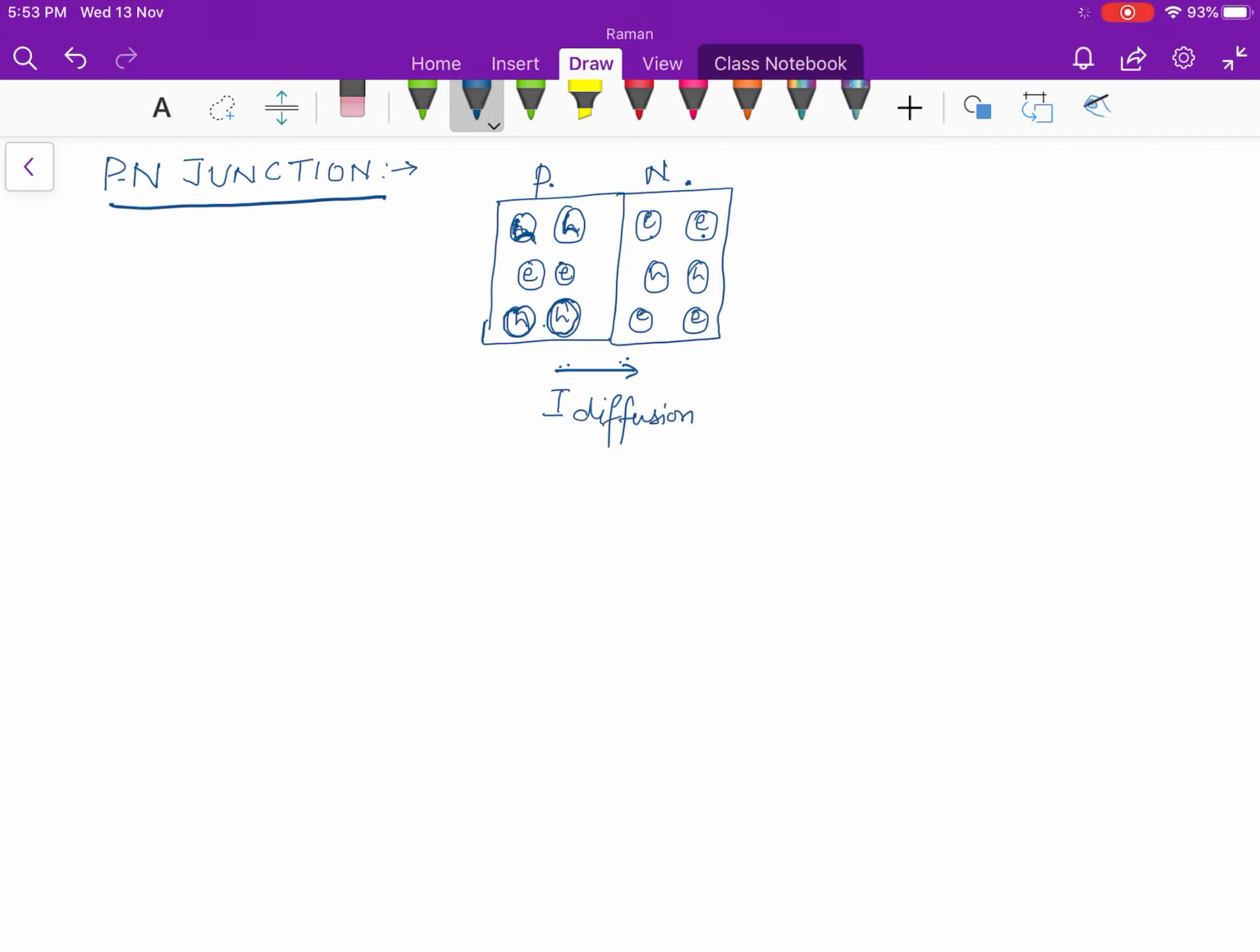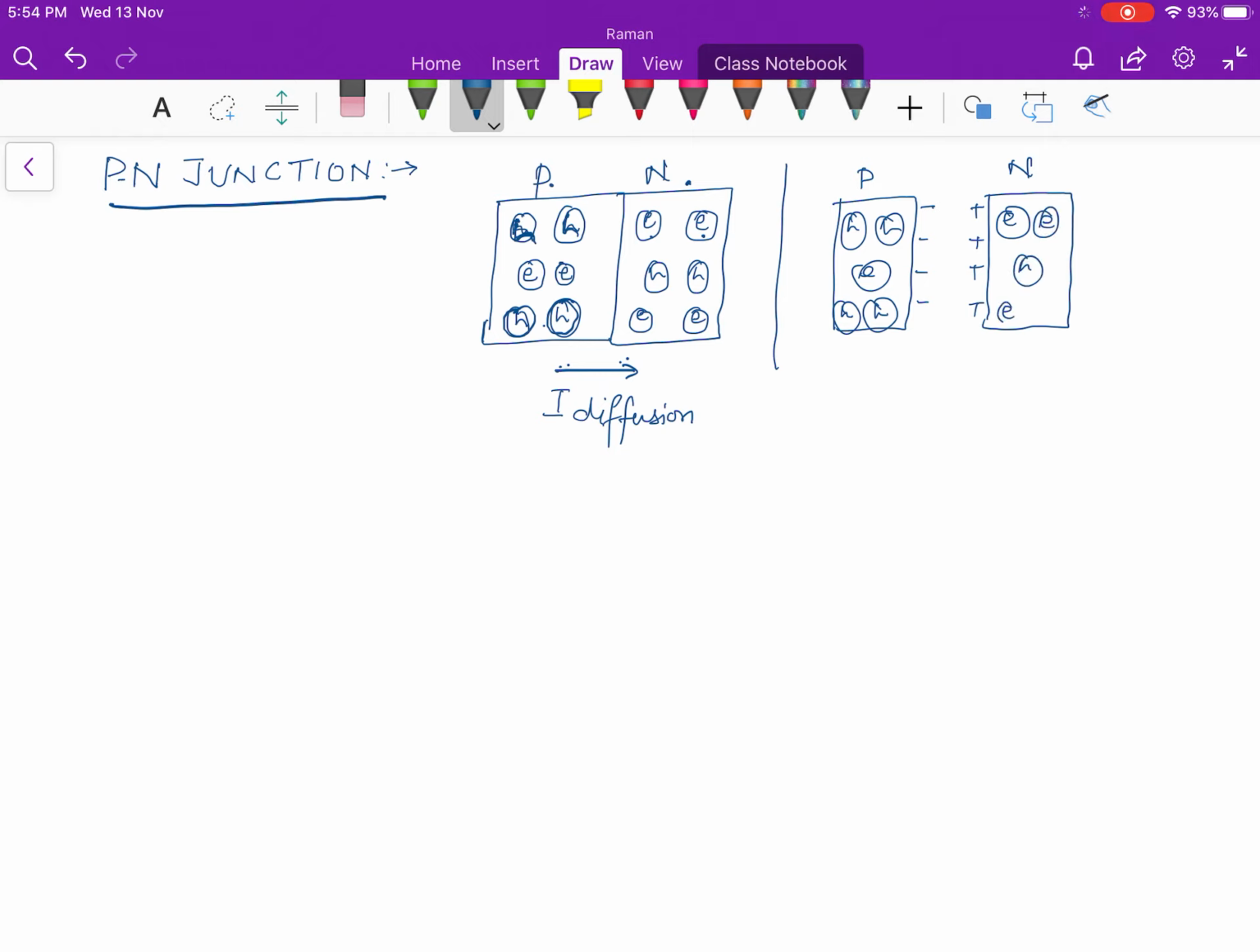Now, due to the motion of electrons from N side to P side, the N side region is losing electrons, so the N side region gains some positive charge, this upper surface, and the P side is losing holes, so this region gains negative charge. So this is the P side, majority charge carrier is hole, and this is the N side, majority charge carrier is electron. There is a potential difference between N side and P side, that is, the electric field slowly grows in the direction of N to P side.